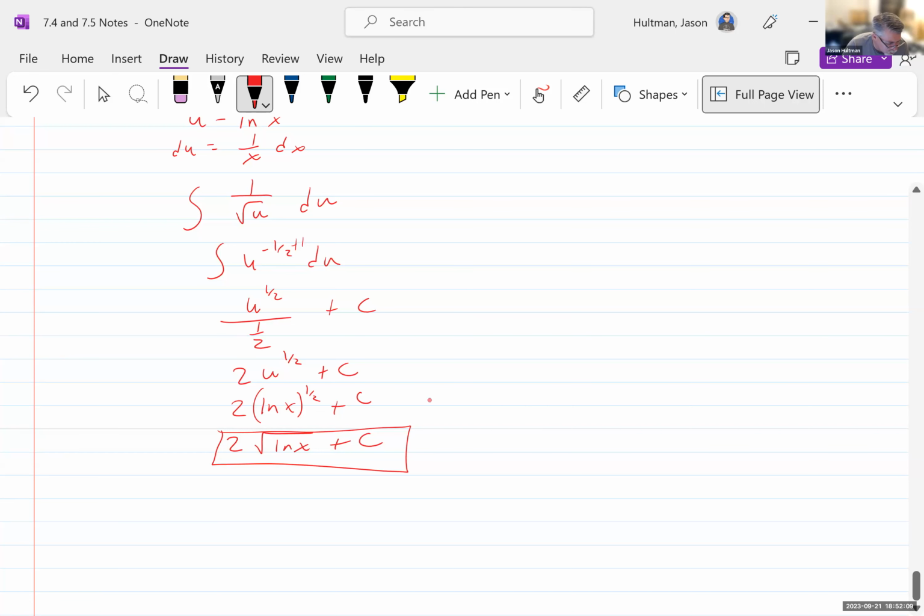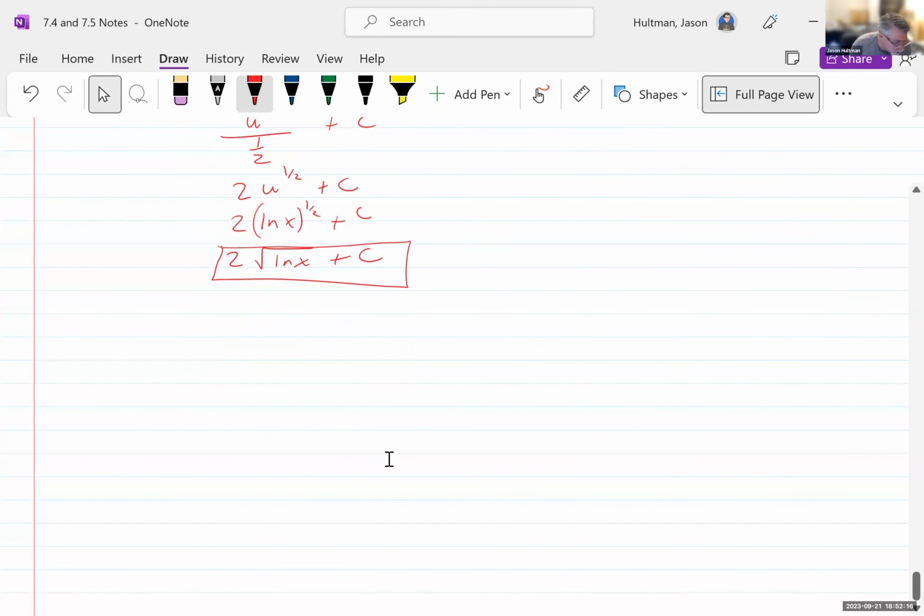Okay, let's try another one that's a little spicier. Let's spice it up. Let's throw some Tabasco or some Tapatio on this. Okay, the integral of the square root of 1 minus x over 1 plus x dx.